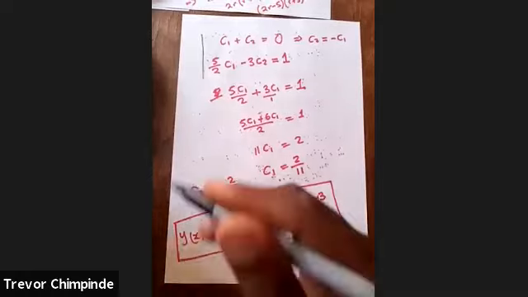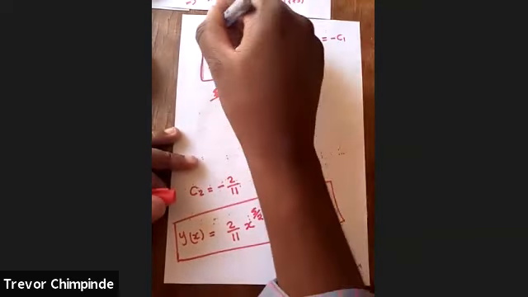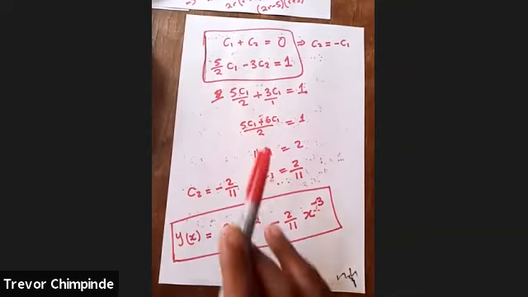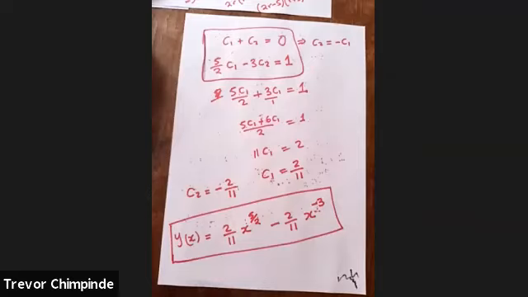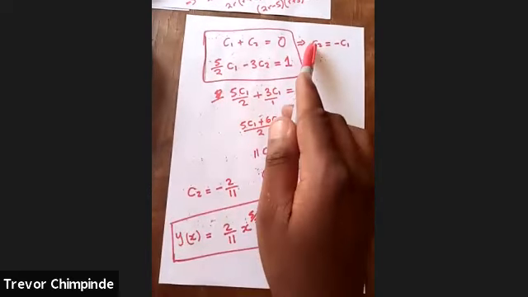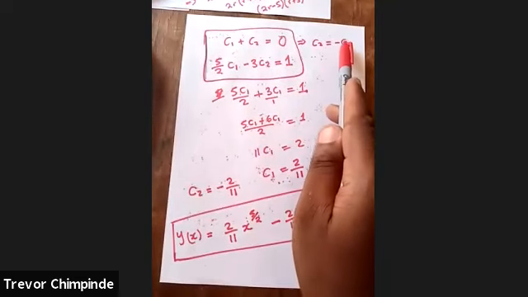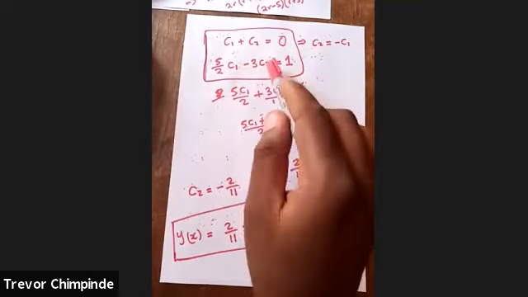Okay, this is our simultaneous equation. As you know, there are several methods you can use to solve it. I chose to use, what's the name of this method? I can't remember. But anyway, I used the substitution method. I made C2 the subject using the first equation. Once I make C2 the subject, I replace it in the second equation.